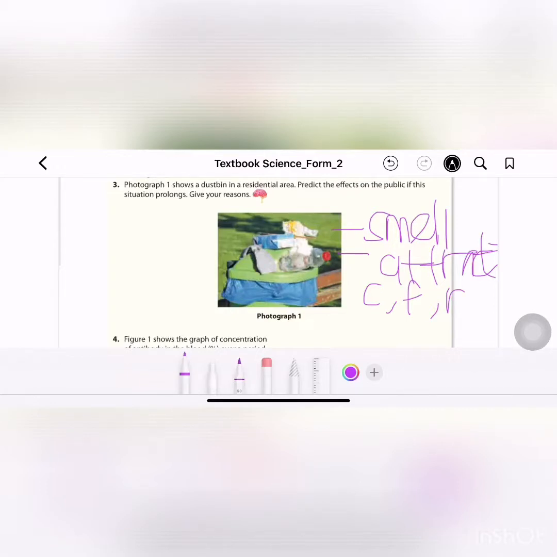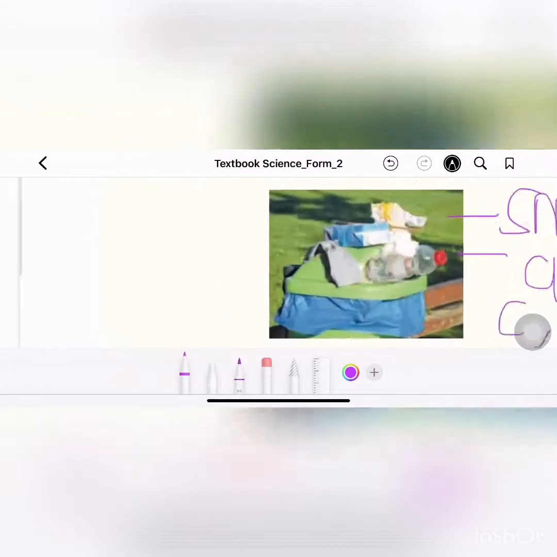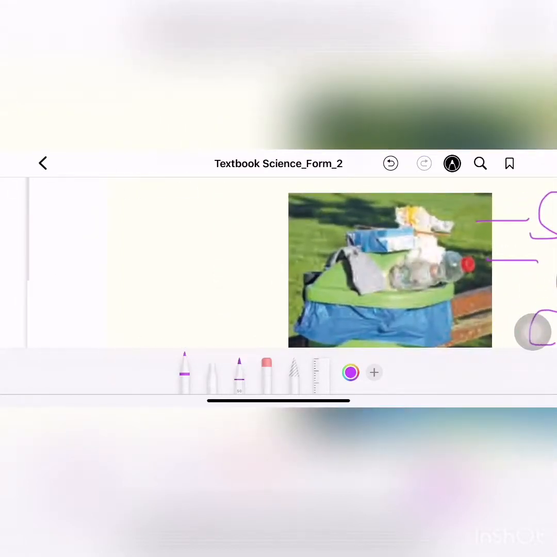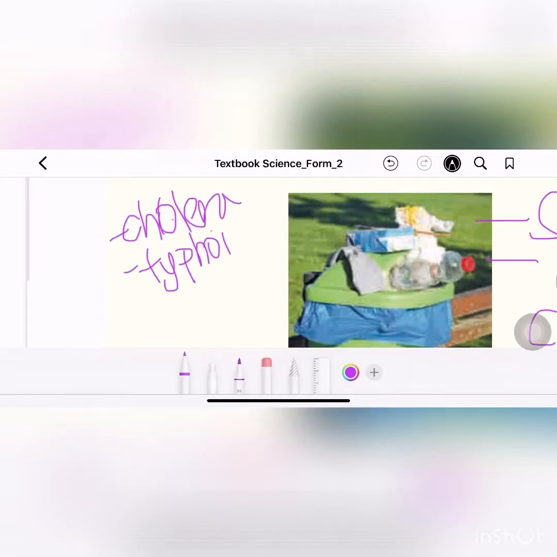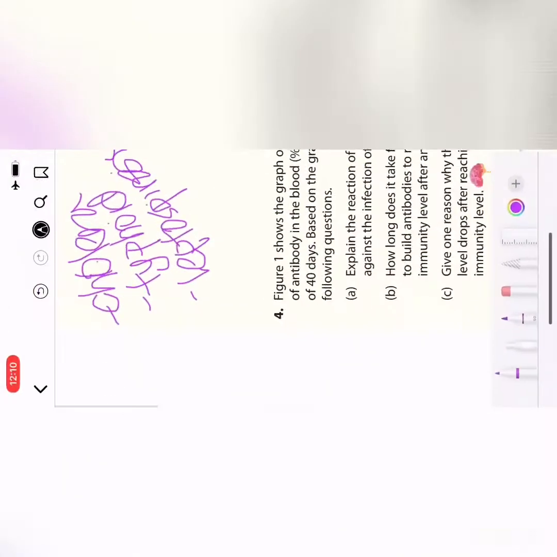These 3 animals can be the vectors for diseases. So what diseases is that? The famous one when it comes to dustbins, when it comes to dirty places, is cholera. Second, typhoid. If you don't remember what all this is, you have to refer back to your textbook. And rats will cause leptospirosis. Okay, and then next one, question 4.